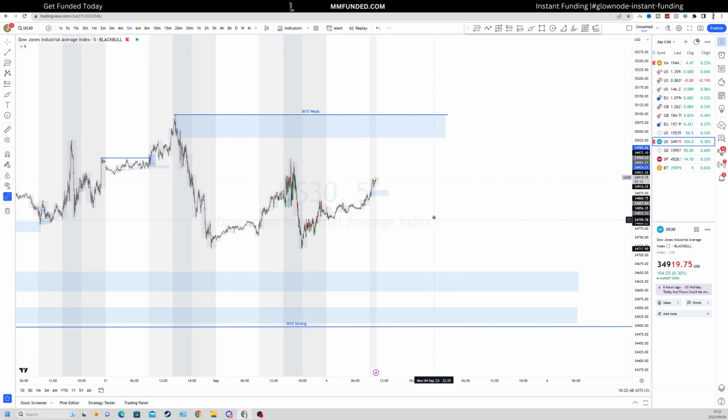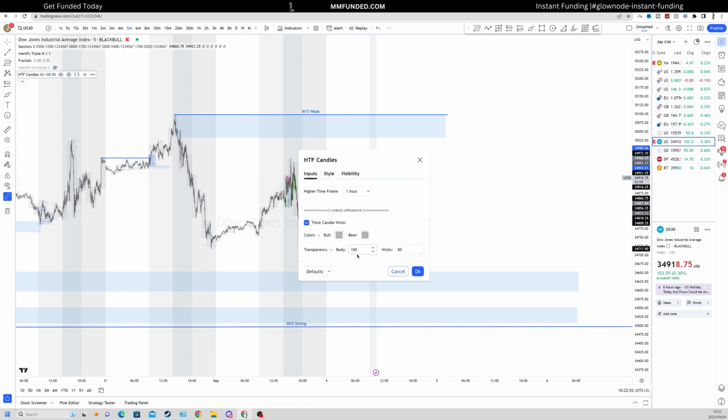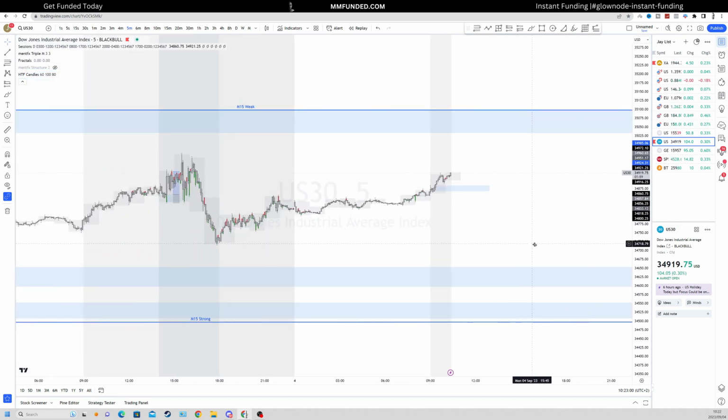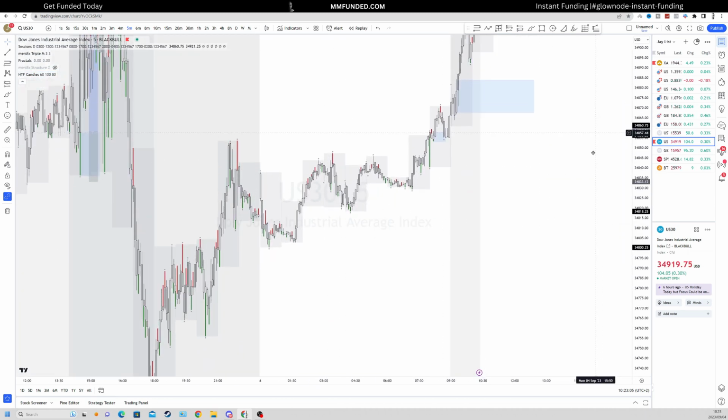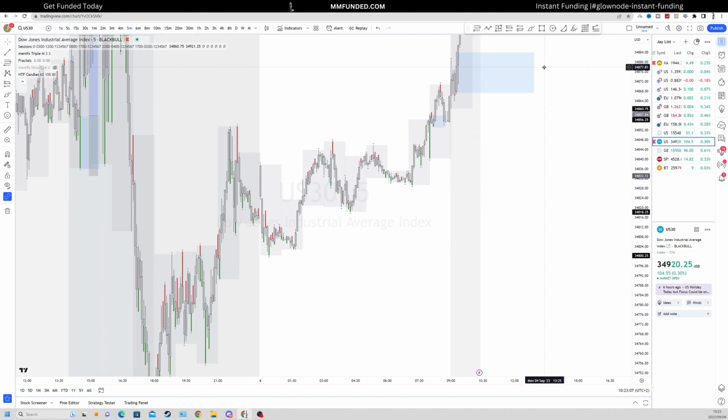How are your settings on the HTF indicator? So I've got my boxes just set to a light gray. Wicks 80% transparency. The body is a full 100% transparency. Higher time frame 1 hour. So each and every one of these boxes that you see right here is your 1 hour fractal structure.